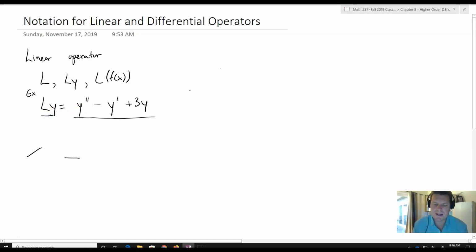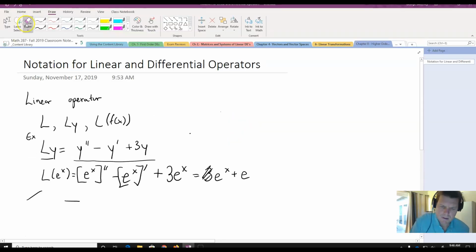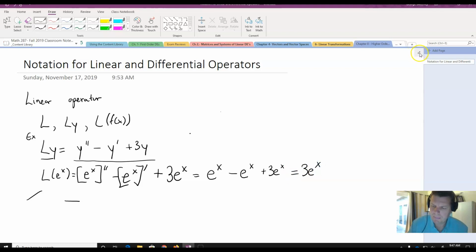So what we might see is something that looks like this: L of e to the x. That's going to equal e to the x double prime minus e to the x prime plus 3e to the x, which, because it's just e to the x, is going to be e to the x minus e to the x plus 3e to the x, which is just simply 3e to the x. Pretty simple one because it's e to the x.